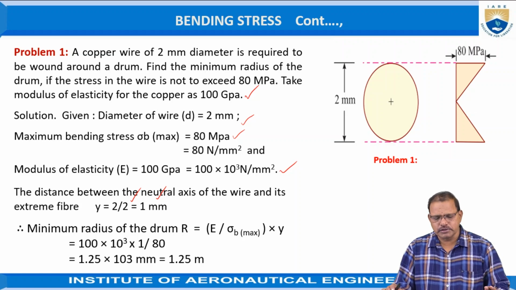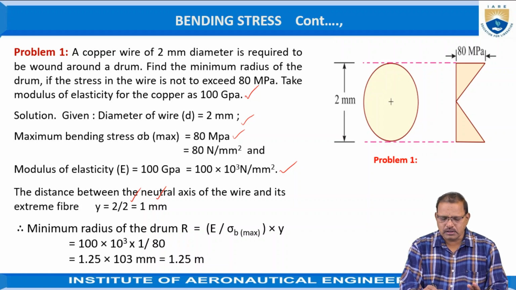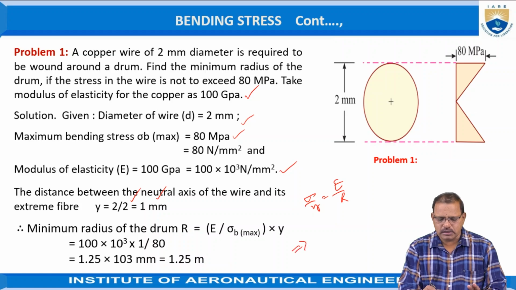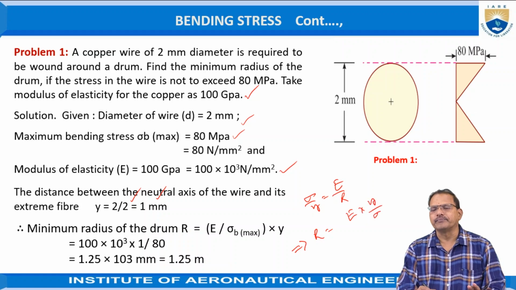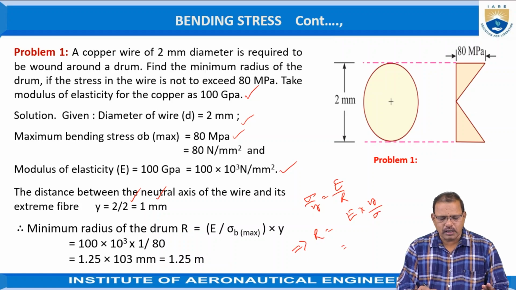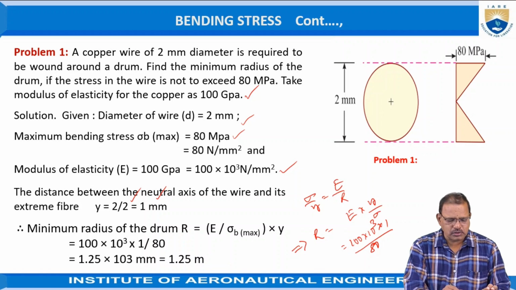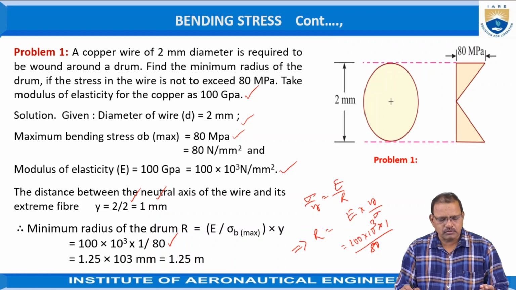The minimum radius of the drum is obtained now. r is equal to, because we are having sigma by y is equal to E by r. From this relationship we got r is equal to E into y by sigma. So from this relation, E is equal to, that is Young's modulus, 100 into 10 to the power of 3, y is equal to 1, divided by sigma is equal to 80 Newton per mm square. So just by using the relations, we got it is equal to 1.25 meters, that is the minimum radius that is required in order to induce a stress which does not exceed 80 megapascal.